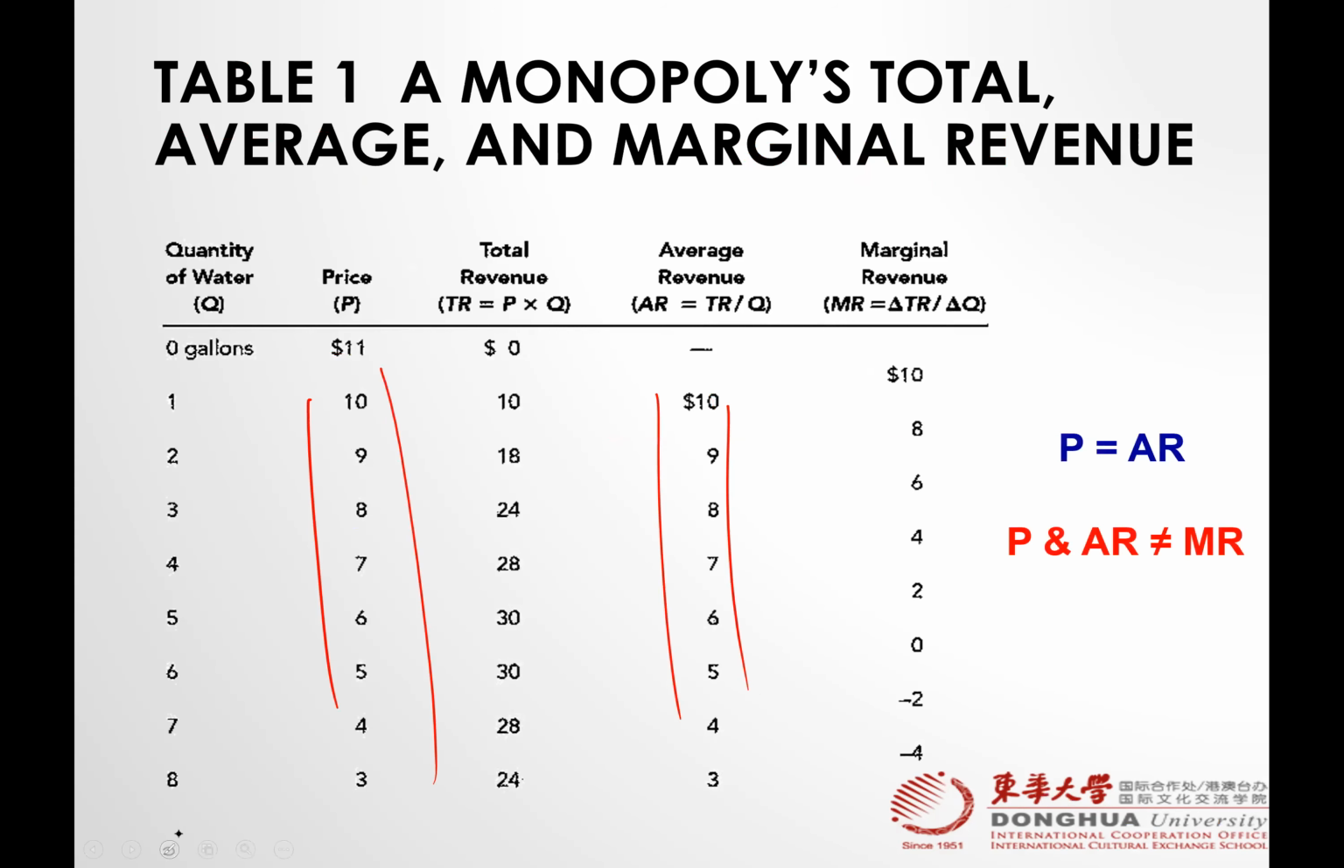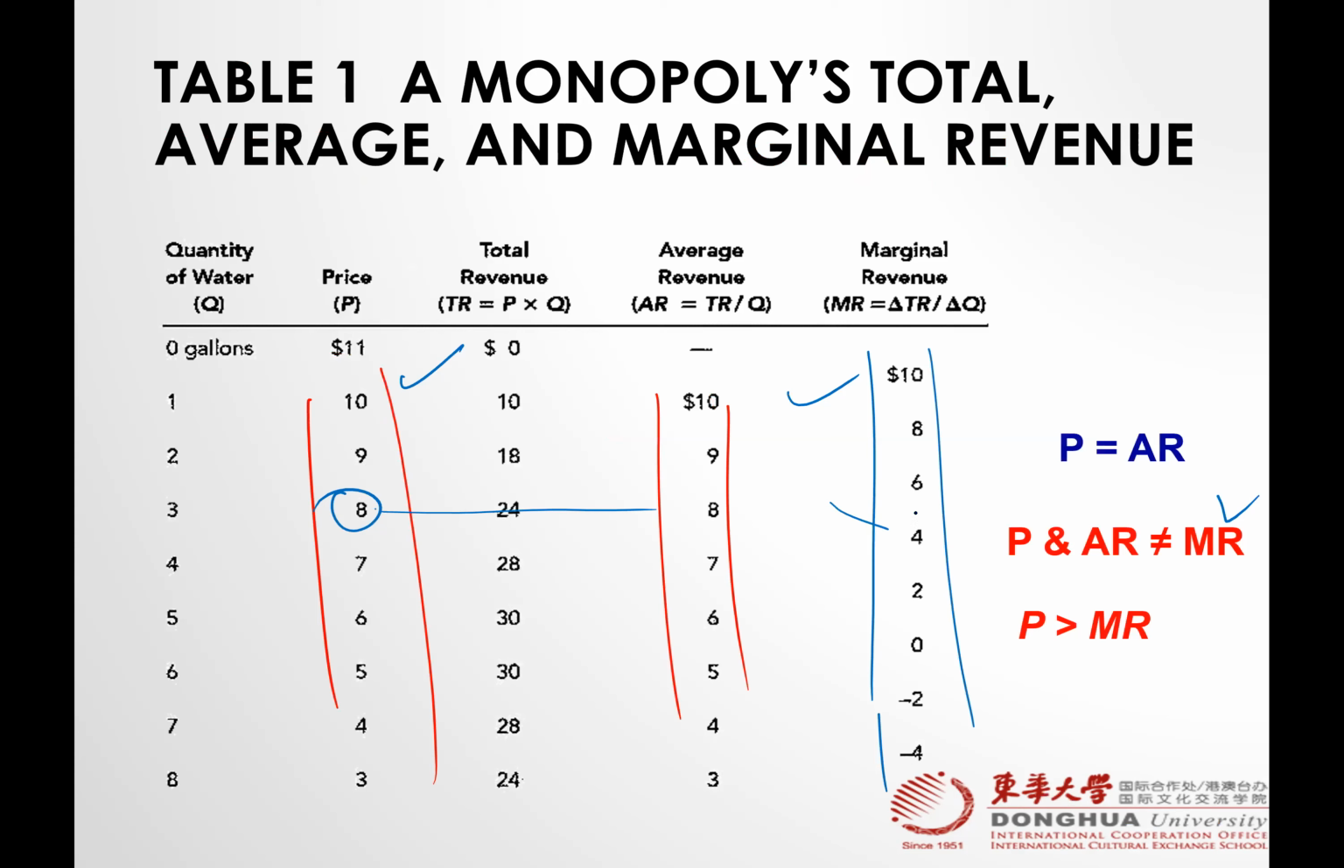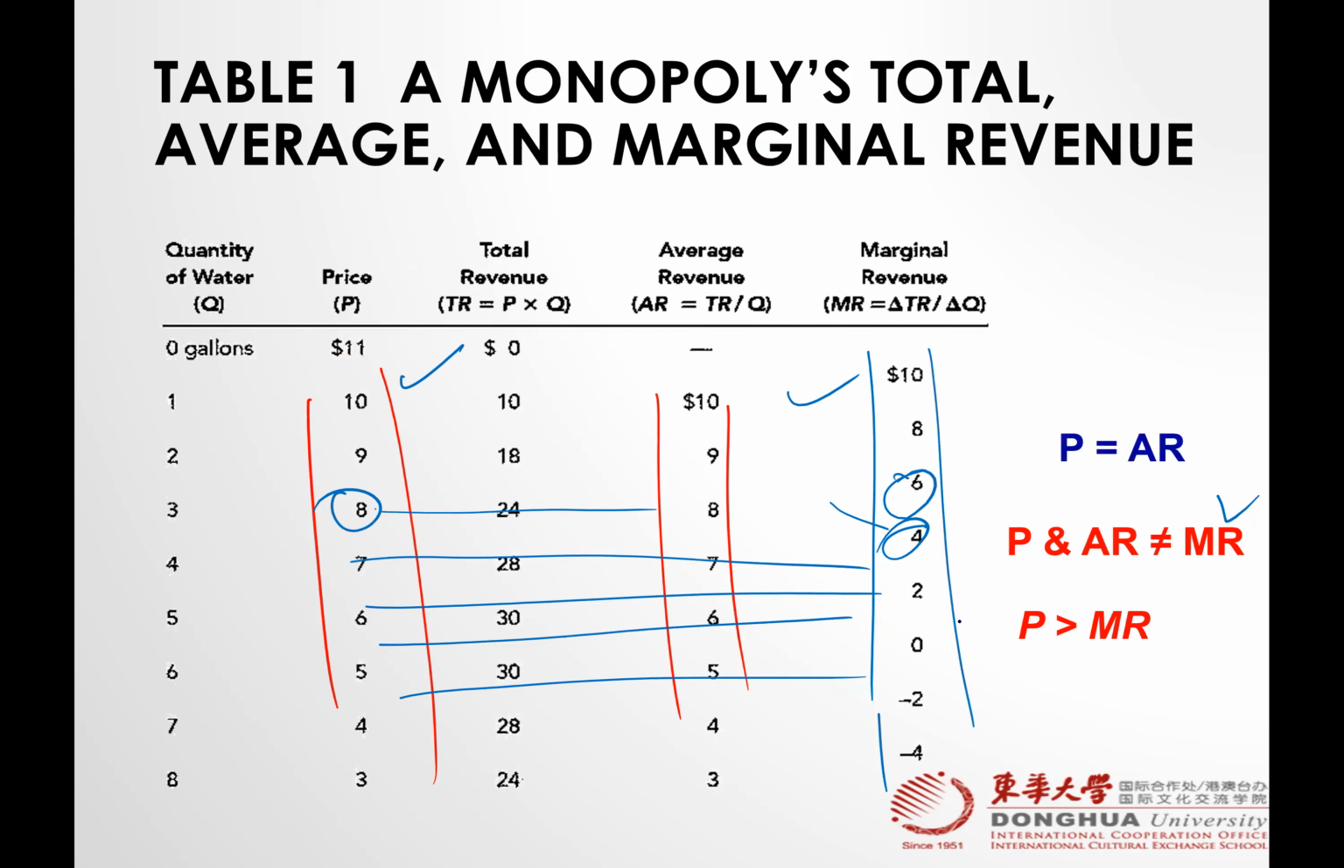Price and AR are not equal to MR. And price is greater than MR. See here? This is 8 and this is 6, 4. At every level you can see that price is higher than MR, right?